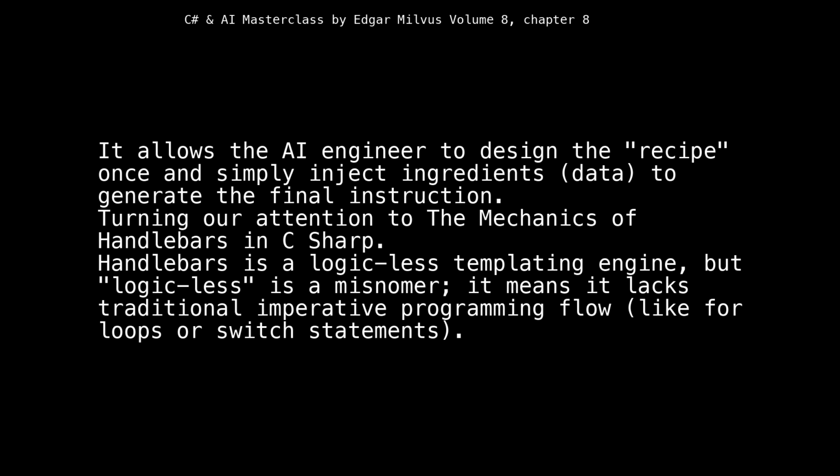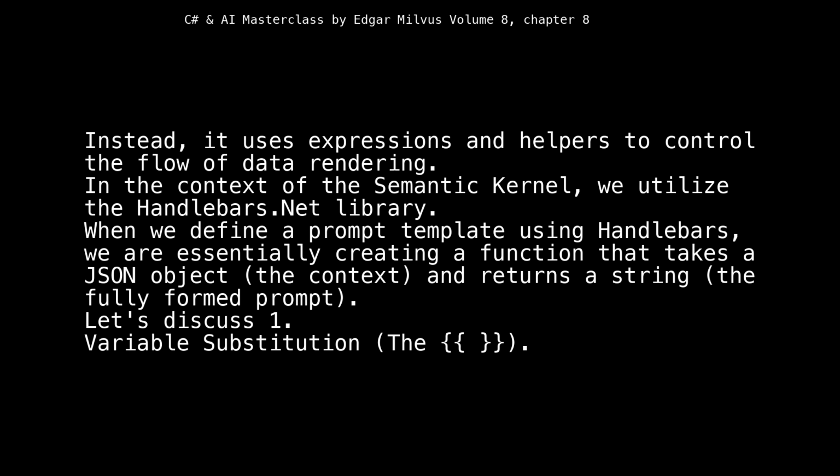Turning our attention to the mechanics of Handlebars in C#. Handlebars is a logicless templating engine, but logicless is a misnomer. It means it lacks traditional imperative programming flow, like for loops or switch statements. Instead, it uses expressions and helpers to control the flow of data rendering.